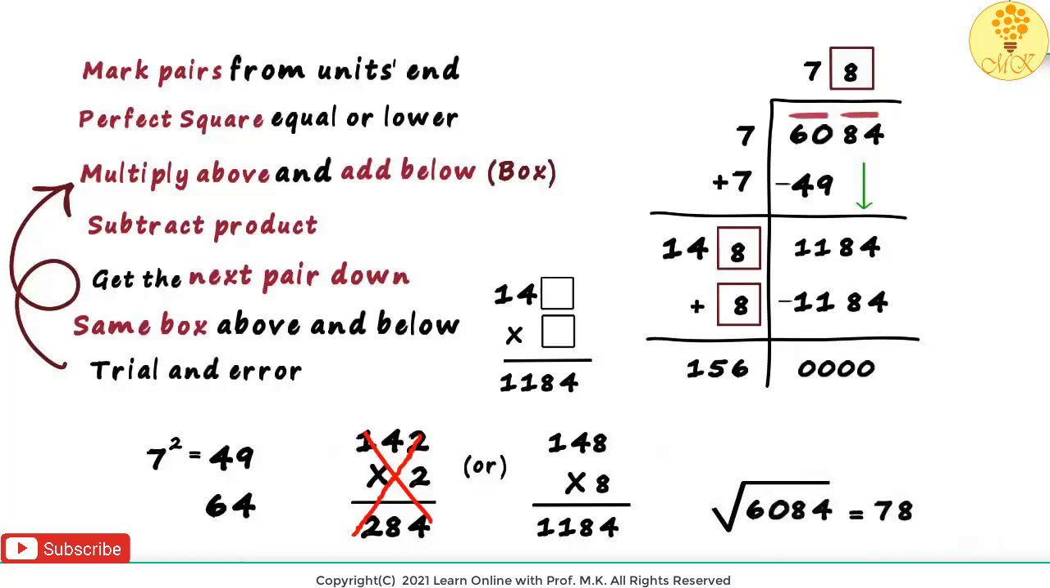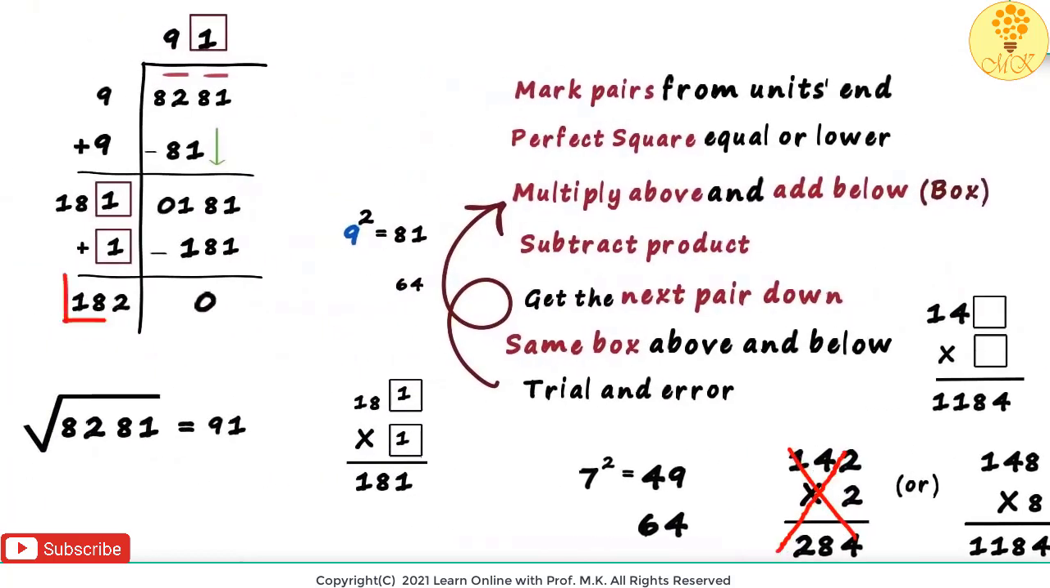How do we check if our answer is correct? One way is to multiply the answer with itself and see if we get the original number. The other way is interesting. This number here will always be twice the answer. 156 is 78 multiplied by 2. In the previous example too, 182 is the double of 91.